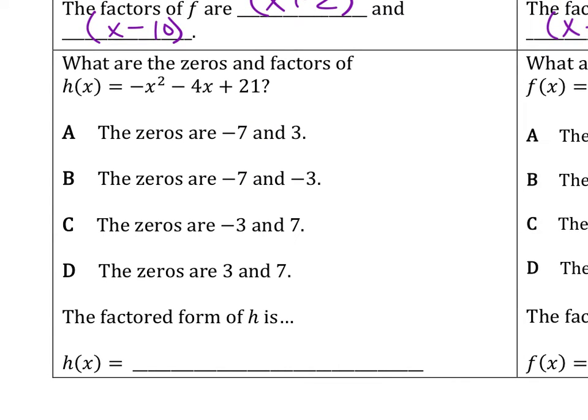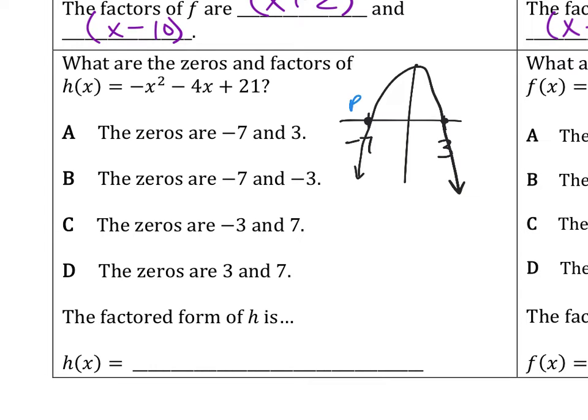Again, the question part says the same thing. It says, what are the zeros and factors of h of x equal to -x squared minus 4x plus 21? I'm going to let you answer. We have our x and y axis. Where does it cross the x-axis? -7 and 3. Does everyone agree? Absolutely. Is this a happy or a sad parabola? It's a sad parabola. Wah, wah.